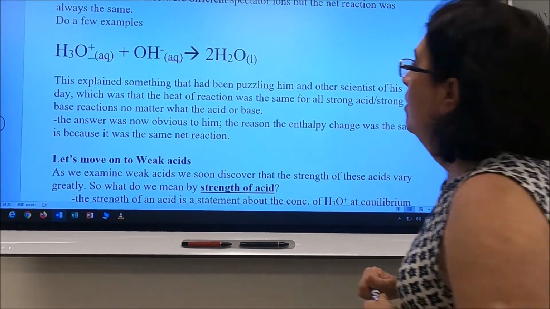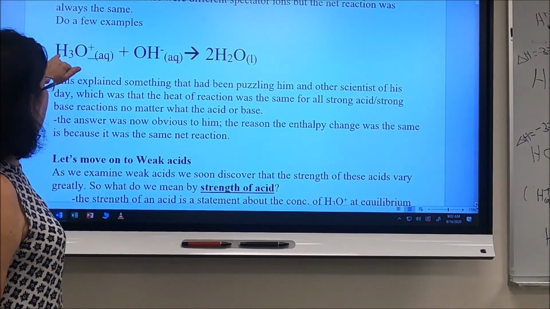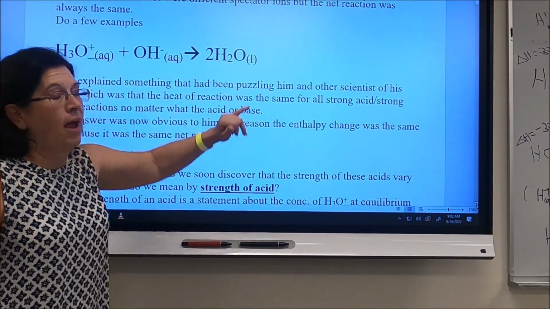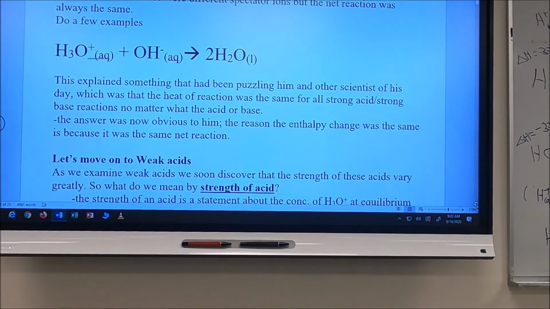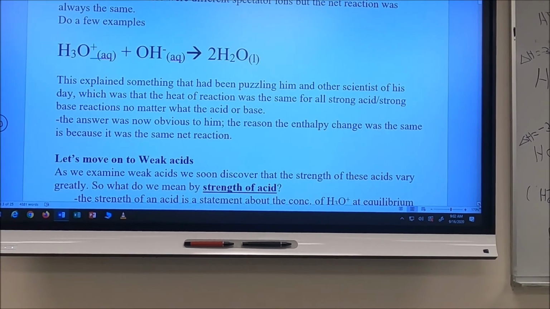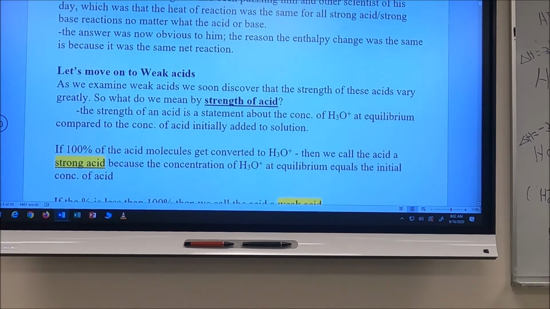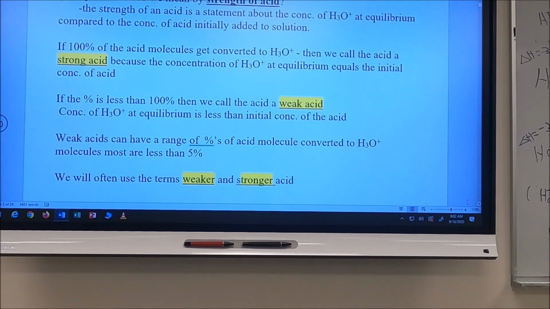Okay? So his underlying reaction was actually hydronium ions plus hydroxide ions going to water. What was confusing people was the presence of those spectator ions. Okay? So beautiful, elegant solution to a conundrum. Now, let's move on to weak acids.